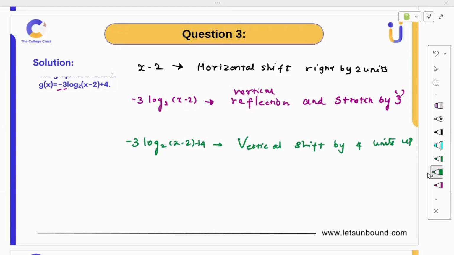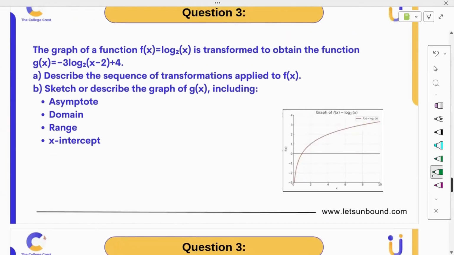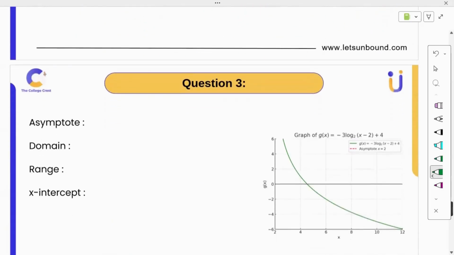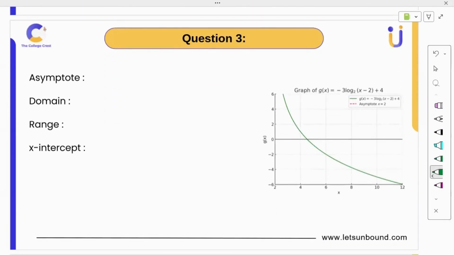And now we need to find asymptote, domain, range, x-intercept. Okay, here for the transformed function, what is the asymptote? Which line is the graph approaching? So it approaches the x-axis, right? Oh, it's not horizontal, it will cross, right? So we have a vertical asymptote, and maybe here we can see it will approach like this, at x equal to 2.